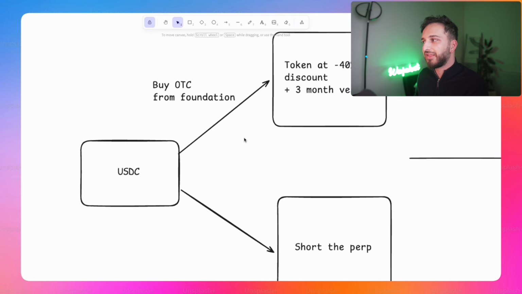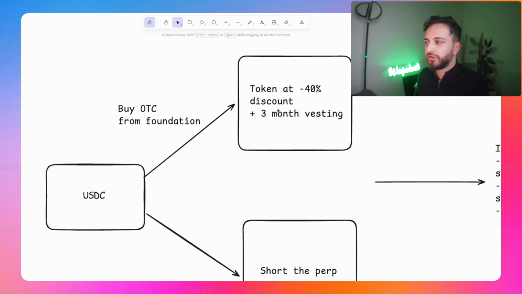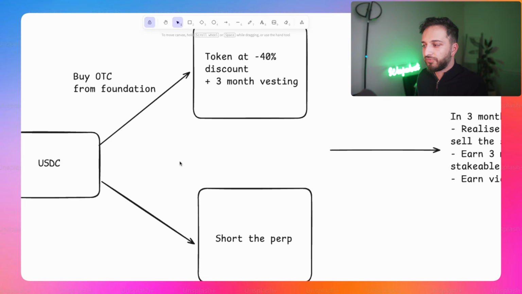And so because they may have, let's say, a 3-month lock attached to them, you may be able to buy the token at a 40% discount. And this creates a really interesting opportunity where if you were able to buy OTC from a foundation and you were able to buy a token at 40% discount with a 3-month vesting period, you can then go to a perpetual futures market and you short the perp, such that you've created a basis trade here, but there's something very interesting and something extra where you've been able to buy the token, your spot position, at a 40% discount.